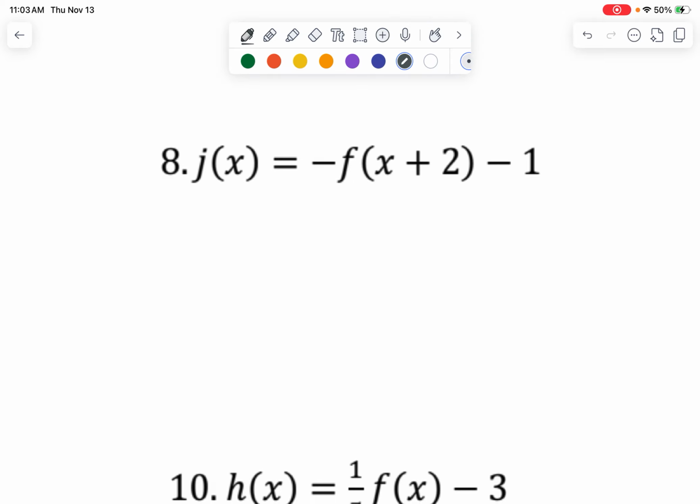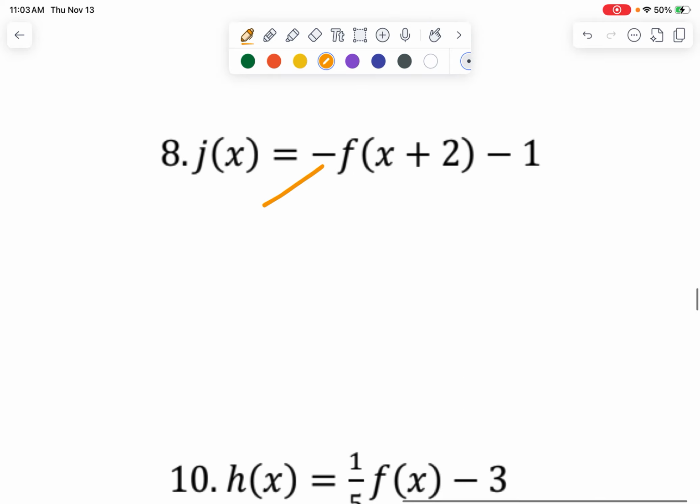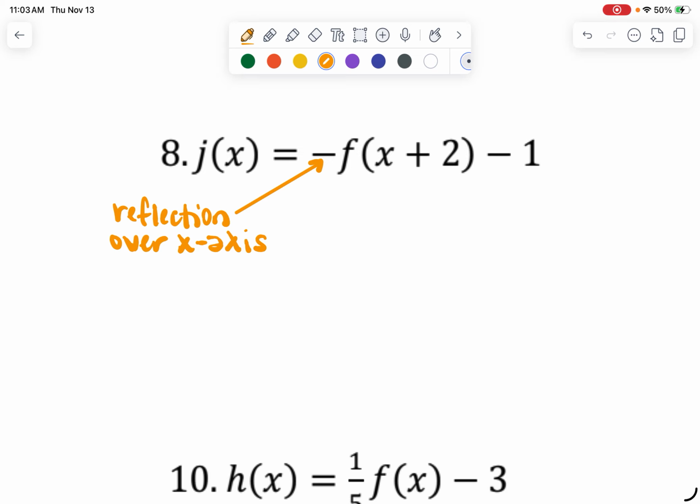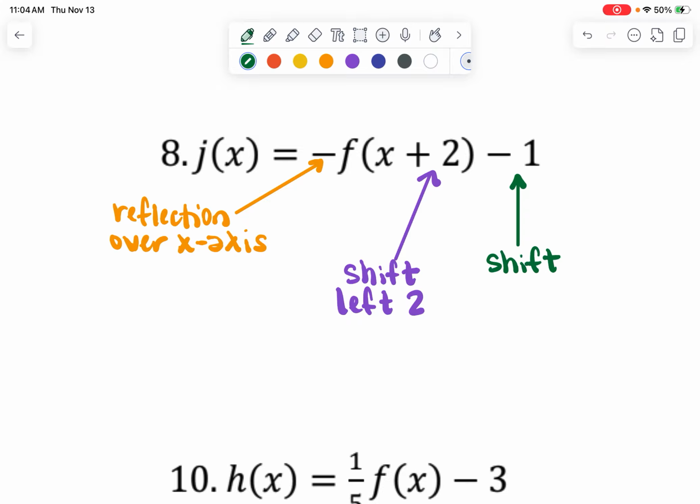All right, I'm hopping to number 8. Ooh, this guy's got 3, right? So it's got the negative in the front, which we just talked about right above this one, right? So if I'm negating the y's, that means a reflection over the x-axis. Then we have the +2 inside the parentheses. So this is shift left 2, because it's the opposite of what you think when you're inside. And then we have the -1 constant hanging off the end, which is a shift down 1.